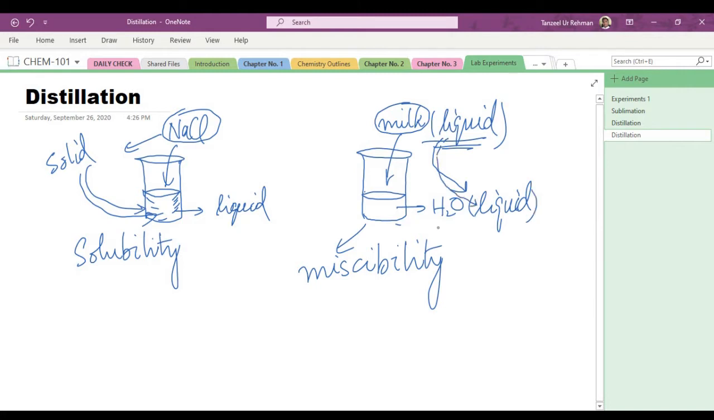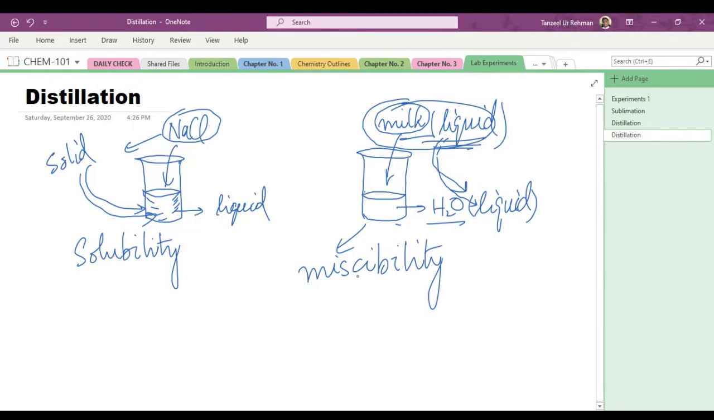So these two liquids are known as miscible liquids. Here milk and water, these are miscible liquids. Okay friends, in our today's experiment we can easily separate these miscible liquids by a simple process that is known as distillation. Distillation can be done when there is a difference in boiling point of these two liquids or more than two liquids.